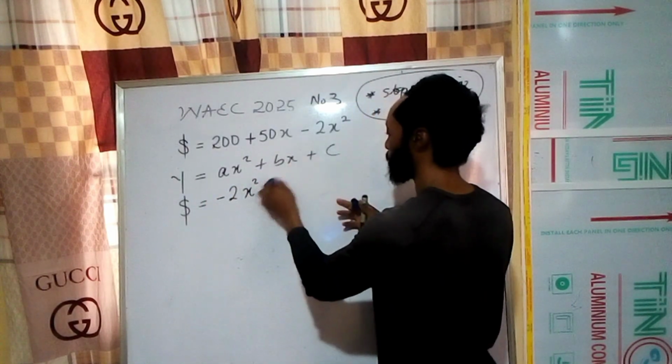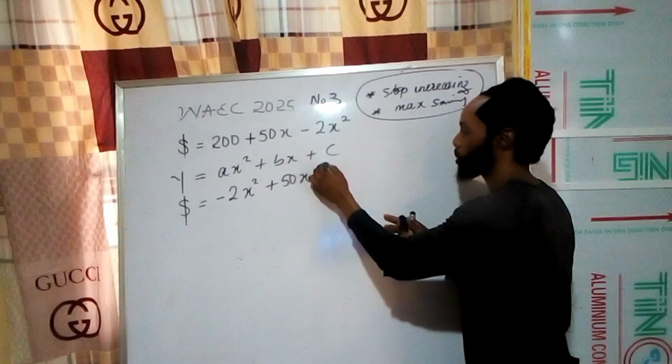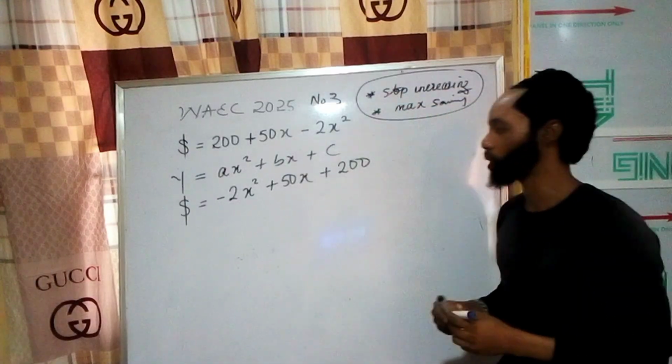Our b is what? Positive 50, and we have the x. Then our c is the constant, which is what? Positive 200. Please try rearranging it like this. Now, you can do this in two ways.